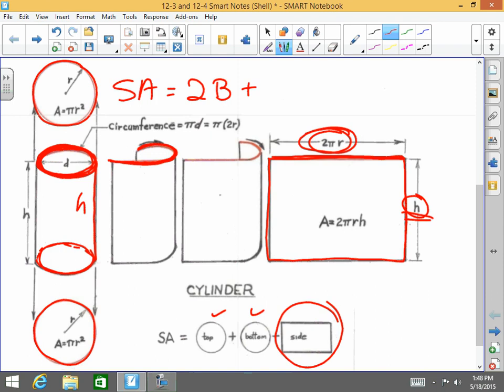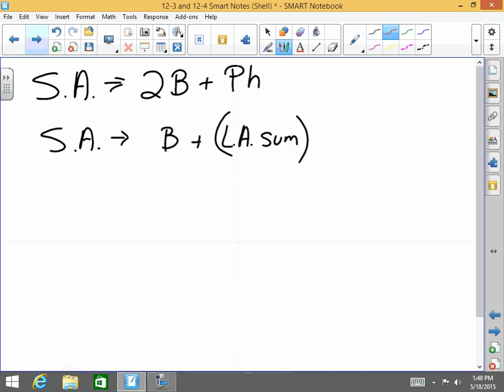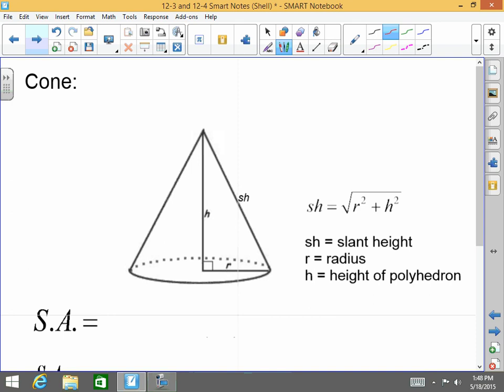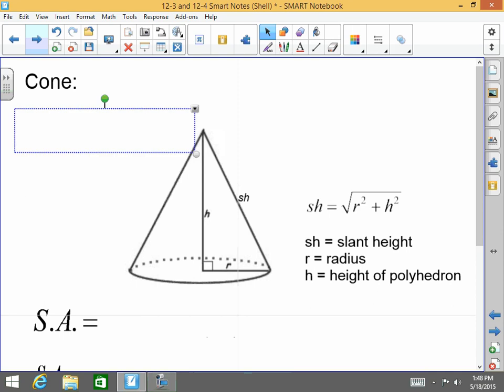Okay, so the good news, there's no new formula for cylinders. Prisms and cylinders have the same exact formula: 2 times base area plus lateral area, which is the perimeter or circumference in this case, times height. Because it's perimeter of the base, which is circumference. Okay? Now a cone. A cone is another kind of circular solid, and a cone is a little bit different.